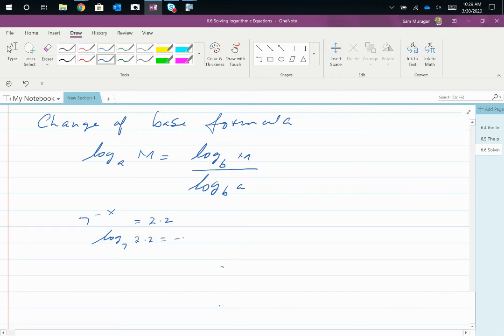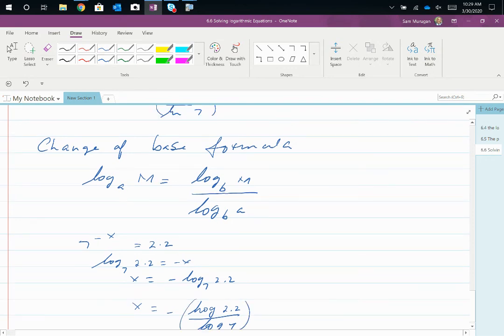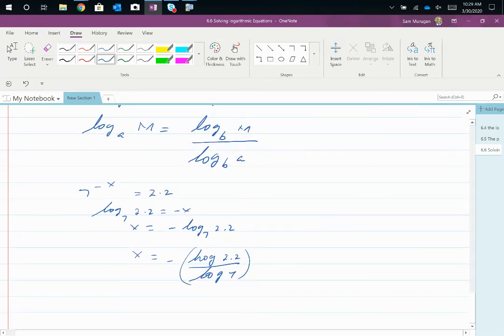Is equal to negative x. x is equal to negative log base 7 of 2.2. I absolutely had this right. So x is equal to negative log 2.2 over log 7. And at this point, this would be a change of base. It will no longer be base 7, perhaps log base 10, log base 3, or something like this.